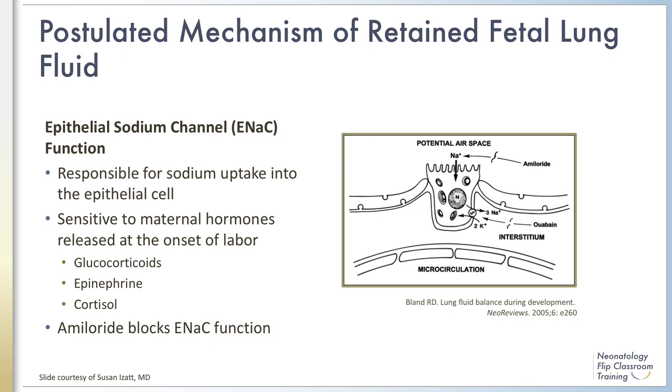Amiloride has been shown to block ENaC function. In studies done in guinea pigs, it was demonstrated that intraluminal instillation of amiloride delayed fetal lung fluid clearance and led to respiratory distress and hypoxemia. These studies suggest the importance of ENaC function in the development of TTN.